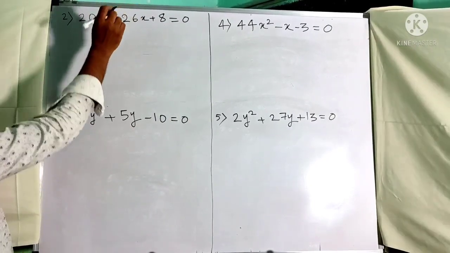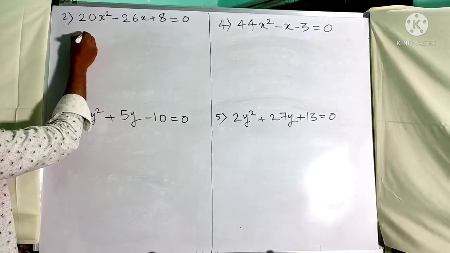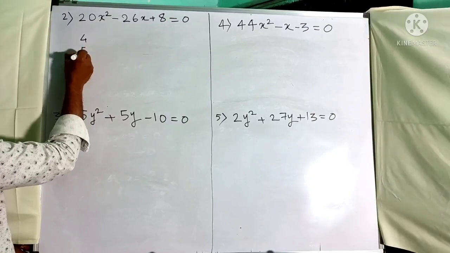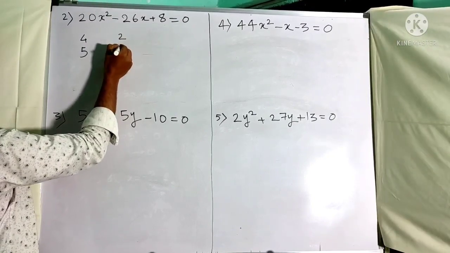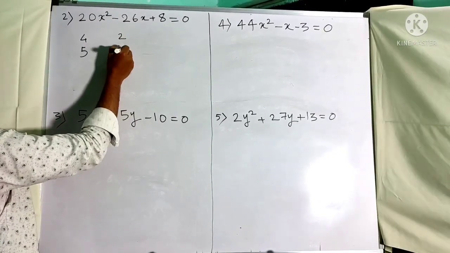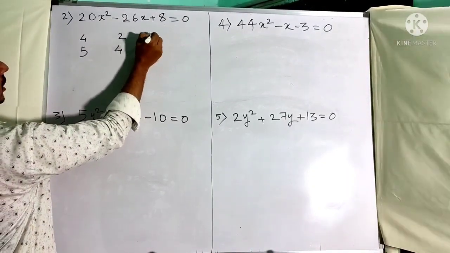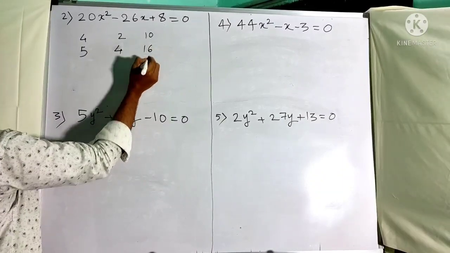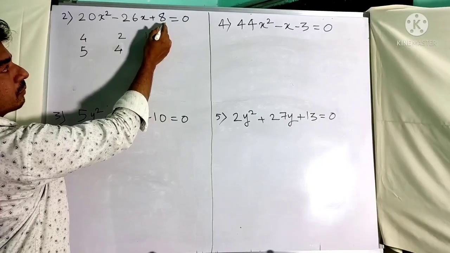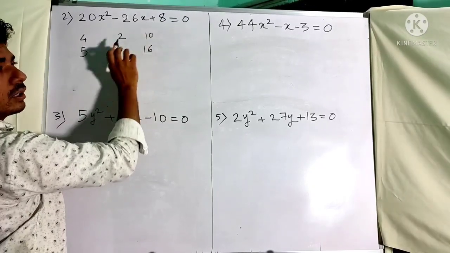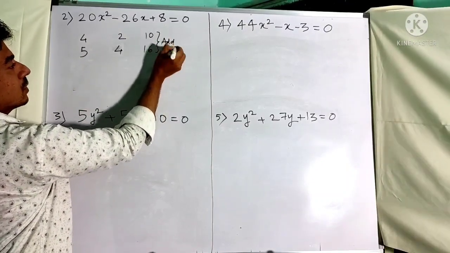We know the first step is to find the factors of a. The factors here are 4 into 5. 4 into 5 will give you 20. Here the factors of 8 are 2 into 4. This will give you 4. By cross multiplying them, here you get 10 and here you get 16. Then we are going to see the sign of the constant term. Here the constant term is 8 and the sign of it is positive. If positive, we are going to add these two terms.